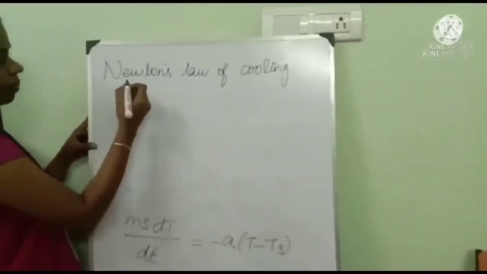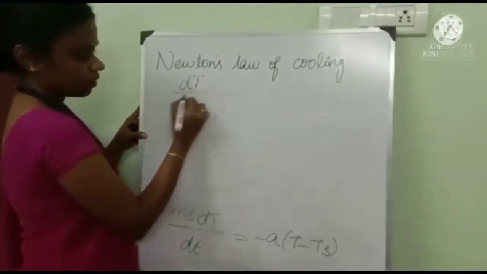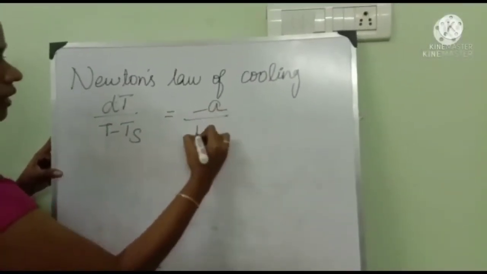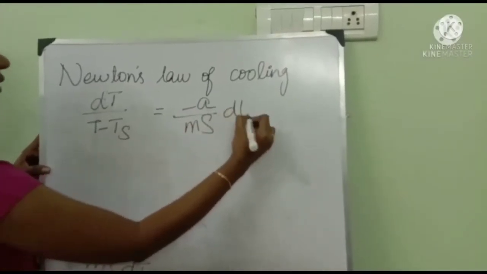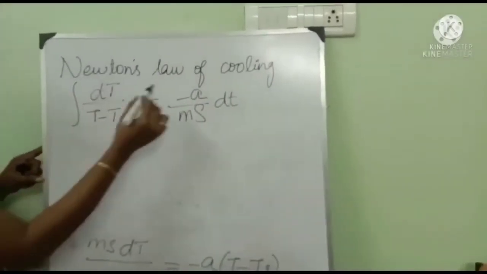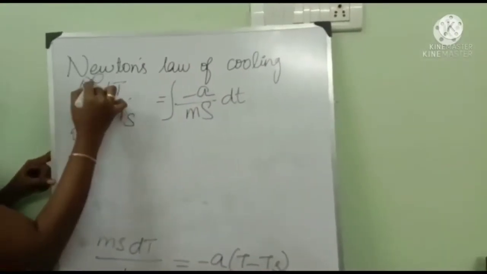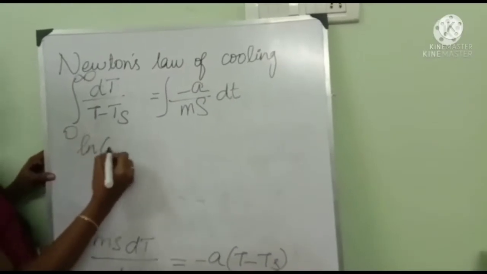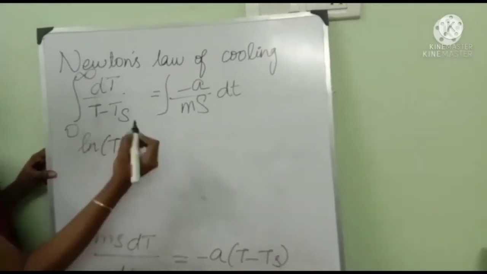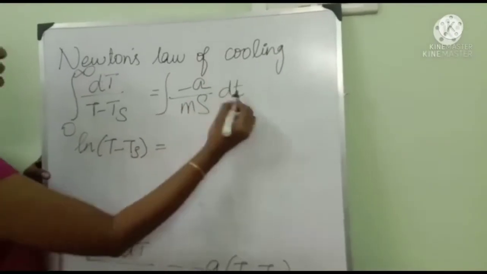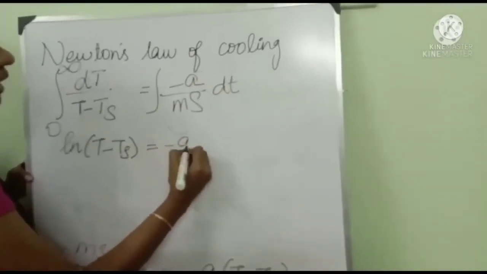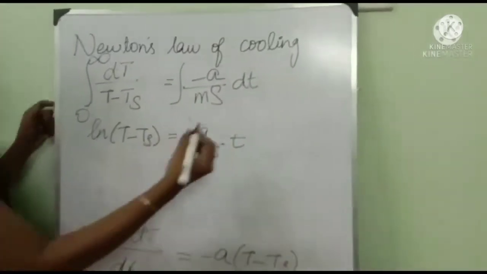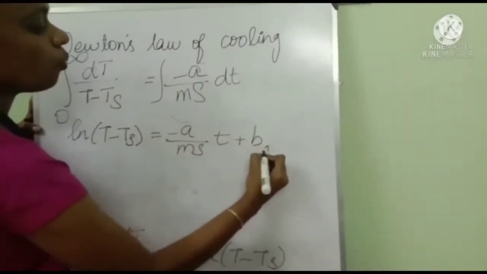What we will get? dT by (T minus Ts) equals minus A by ms dt, right? Integrating on both the sides from 0 to infinity. So 1 by (T minus Ts) becomes ln(T minus Ts) equal to the integral of dt. This term is constant, so minus A by ms, and the integral of dt is t. And the integration constant is B1.